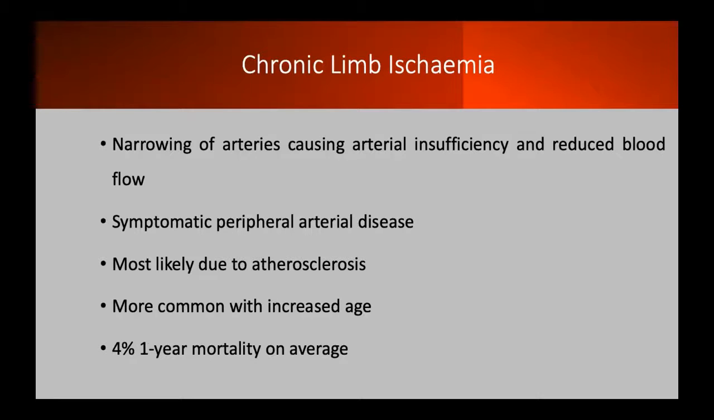So what is chronic limb ischemia? It's the narrowing of the arteries, which causes arterial insufficiency and reduced blood flow to the limbs. And it's, like I said, the symptomatic peripheral arterial disease. It most likely happens due to atherosclerosis, and you're at increased risk and it becomes more common as you increase in age. About 4% have a 1-year mortality on average when they hit intermittent claudication.